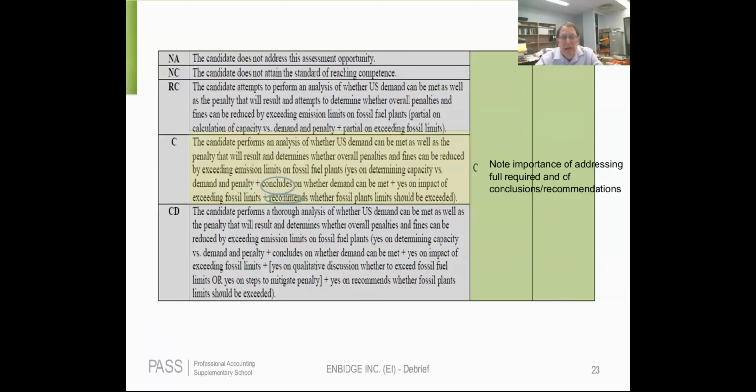I got my yes on determining capacity. I got my yes on the demand. Yes, I had a conclusion and a recommendation. People think of the ancillary notes. Think of those five points I had for the ancillary notes. Did I have a purpose? Did I have a conclusion? Did I have a recommendation? Even a little bit of analysis explaining? So I did all of that. Everyone good?